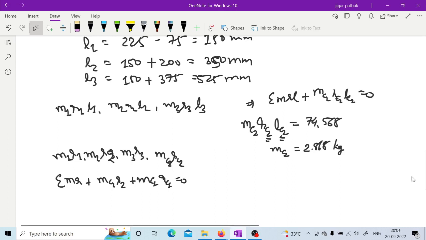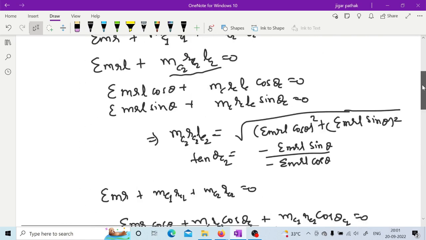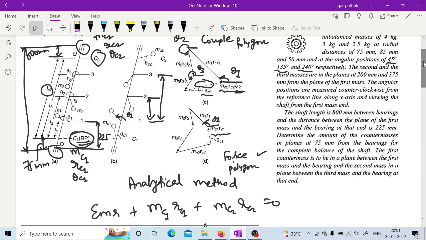Mostly it will also make the same angle if you check here, because in the force polygon and the couple polygon it is in the same direction, if you can see here. Can you see this? Yes sir, yes sir.